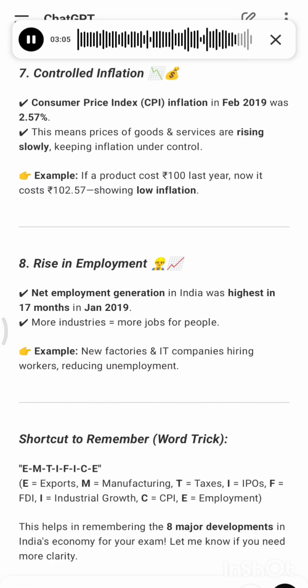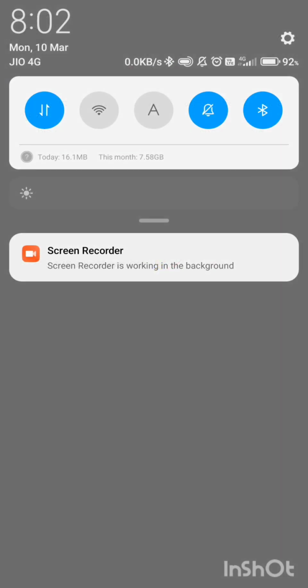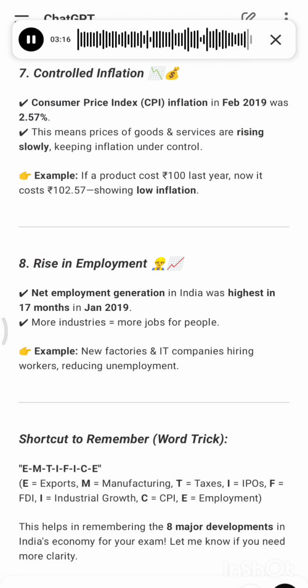Shortcut to remember, word trick: EMTIFICE. E equals exports, M equals manufacturing, T equals taxes, I equals IPOs, F equals FDI, I equals industrial growth, C equals CPI, E equals employment. This helps in remembering the 8 major developments in India's economy for your exam.